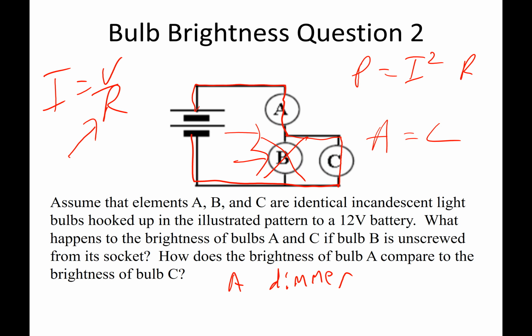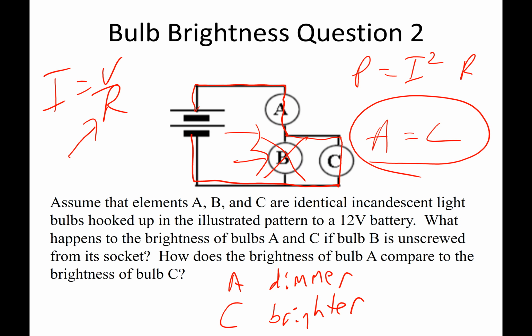On the other hand, with C, when B was there, all the current didn't go through C. Part of it went through B. So even though there's a little bit less current, now all the current goes through C, which means C is going to get brighter than it was before. And at this point, the brightness of A and the brightness of C are going to be the same because all the current goes through both resistors.